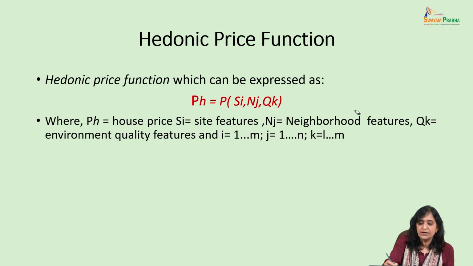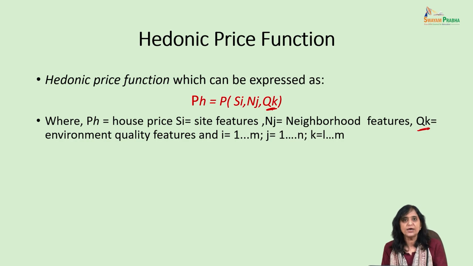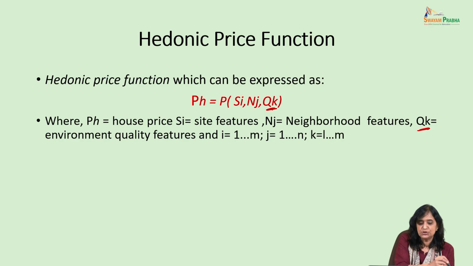And then we come to the third independent variable, which we have said is QK. QK in this case we are saying is the environmental quality features, which can be the type of air quality, how much noise pollution there is. All of these determine the environmental quality.